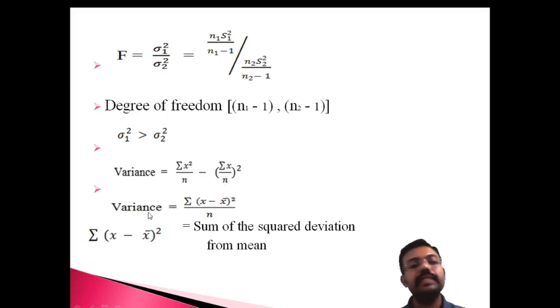And variance can be easily calculated. Another formula: sigma (x minus x bar) square divided by n. (x minus x bar) square means the sum of the square deviation from the mean. This means sum of the square deviation from the mean. Okay, so that is the logic of the variance.